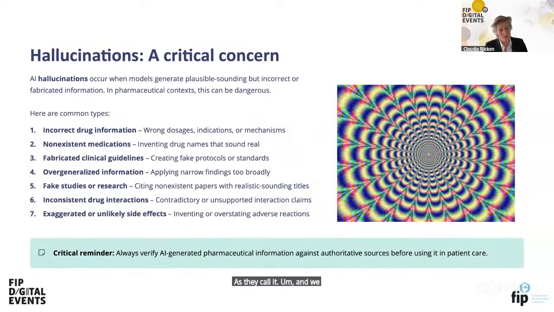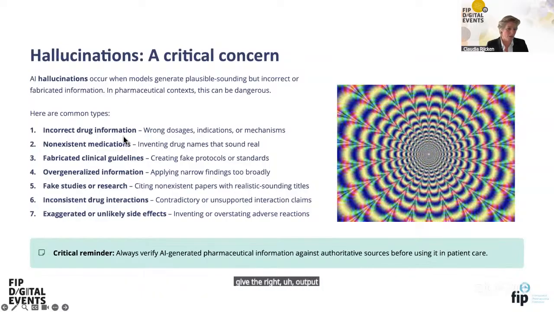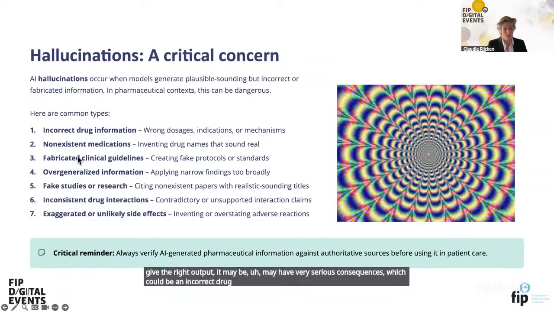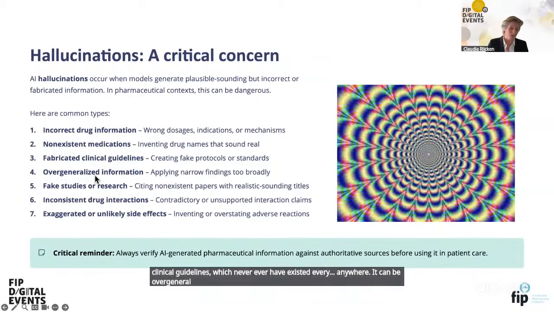And we already spoke a couple of times about hallucinations. Hallucination is a critical concern because in our world, if a model does not give the right output, it may have very serious consequences, which could be incorrect drug information, clinical guidelines which have never existed anywhere, overgeneralized information which does not represent the factual situation, or inconsistent drug interactions. So hallucinations should be avoided in all cases.